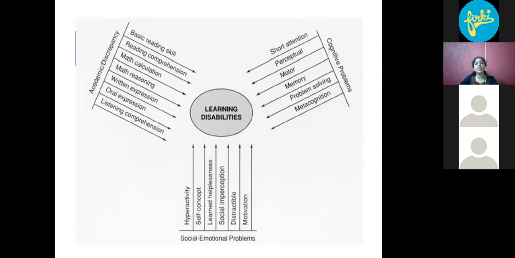Children with specific learning disabilities have difficulties in this metacognition. It is knowing about your thinking, knowing about your cognition. And because they are not able to regulate, monitor, evaluate, judge their own thinking processes, their learning gets worse. They may also show academic discrepancies in basic reading skills, reading comprehension, math calculation, reasoning, written expression, oral expression, listening comprehension. Now, when I say academic discrepancy, what discrepancy is this?